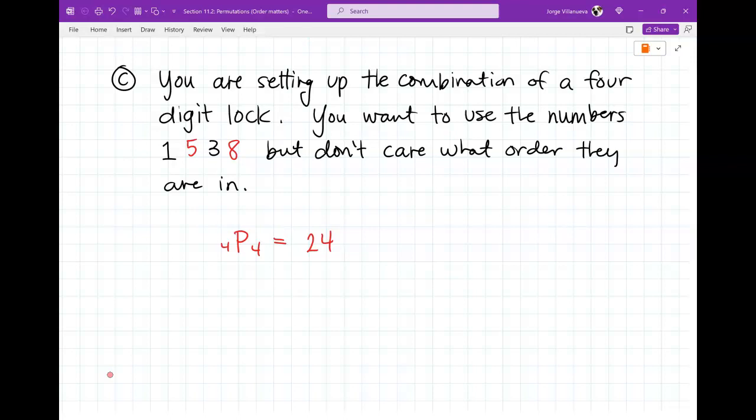So there you go. Combinations would say there's only one way, but permutations says 24.